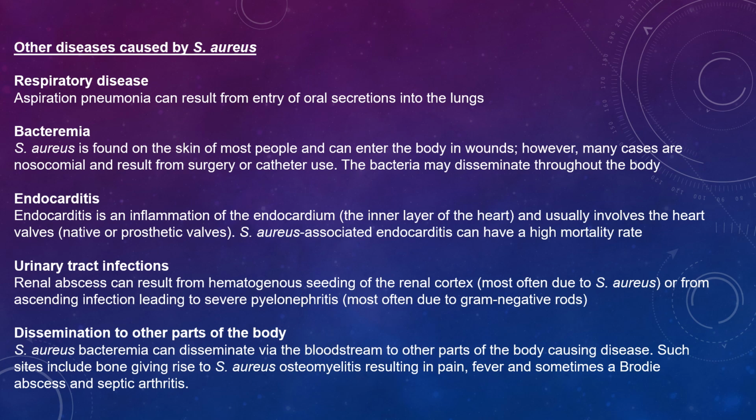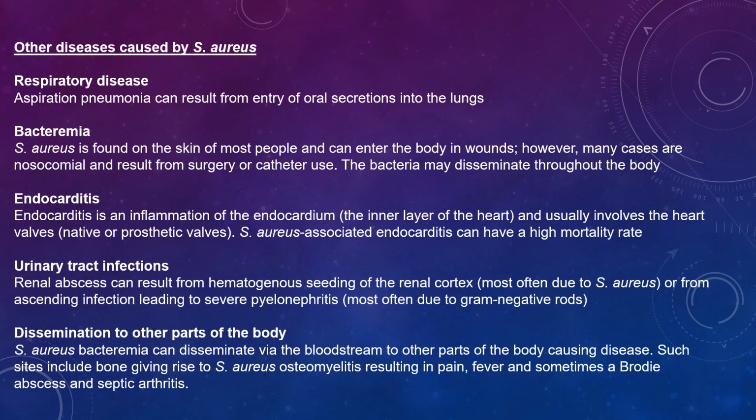Looking at endocarditis, this is an inflammation of the endocardium, the inner layer of the heart, and usually involves the heart valves, native or prosthetic valves, and it can have a high mortality rate. Complicated urinary tract infections can also occur in specific clinical settings. Renal abscess can result from hematogenous seeding of the renal cortex, usually due to S. aureus, or from an ascending infection leading to severe pyelonephritis, which is usually due to gram-negative rods.